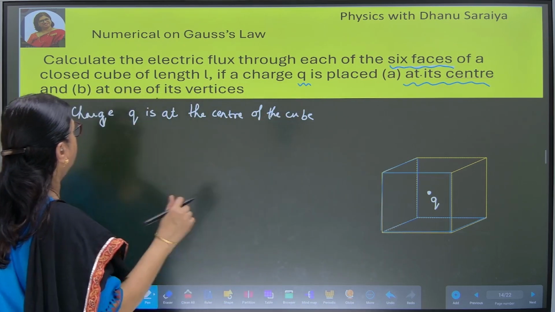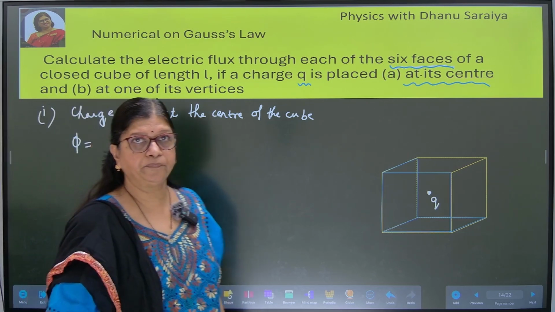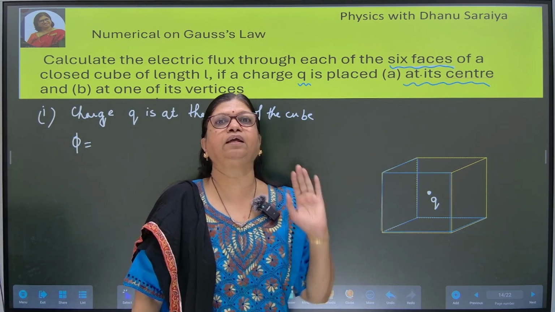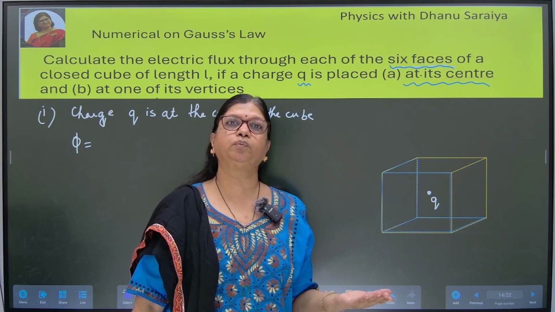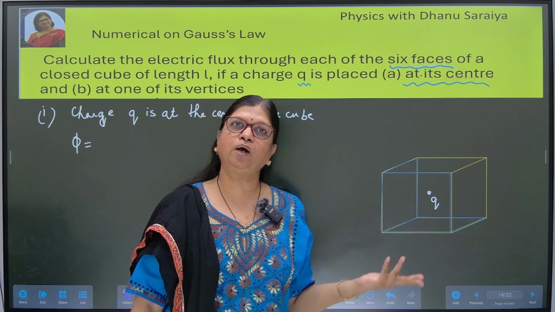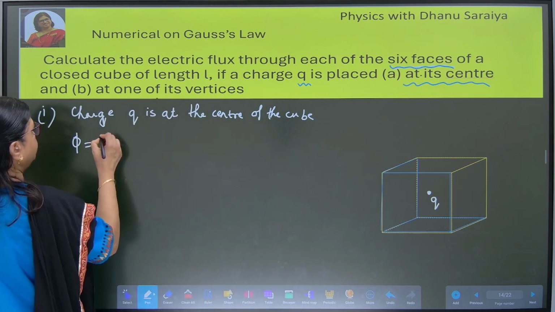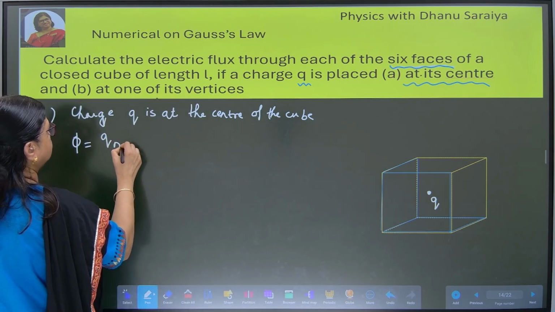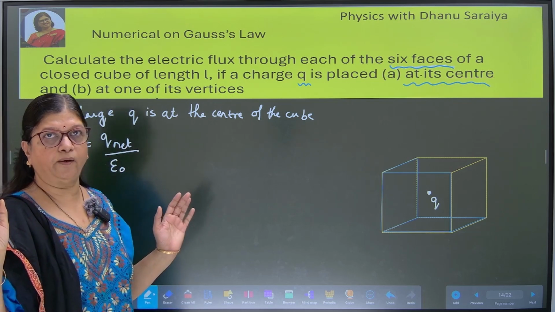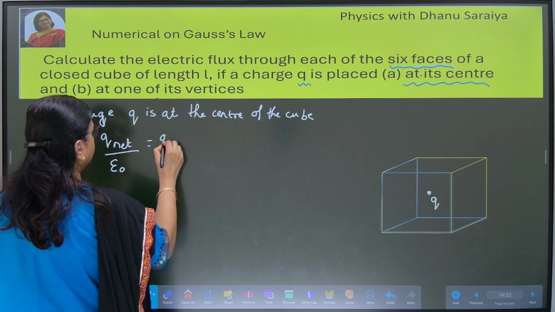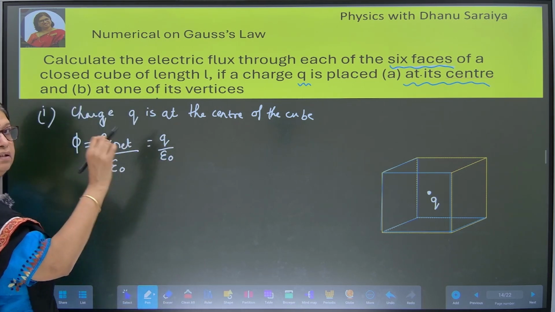Fine. So, what is the first thing we have to see for Gauss's law? That the charge should be within an enclosed surface. Is it within an enclosed surface? Yes. Which surface? A cube. So, then we have to just count the number of surfaces and divide the total flux. So, what is the total flux? Phi is equal to Q net, that is Q in this case, divided by epsilon naught. This is the normal Gauss's law, which is equal to Q upon epsilon naught. This is the flux for the charge kept at the center.